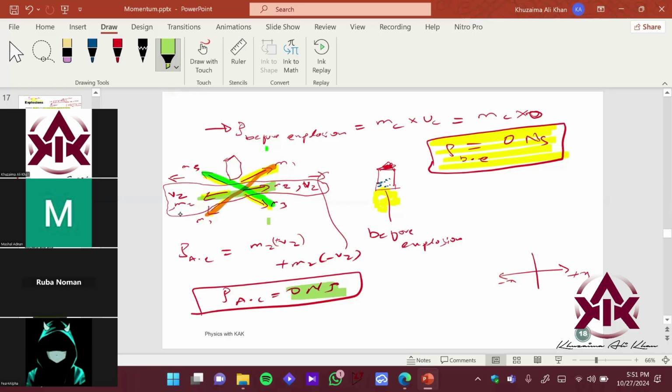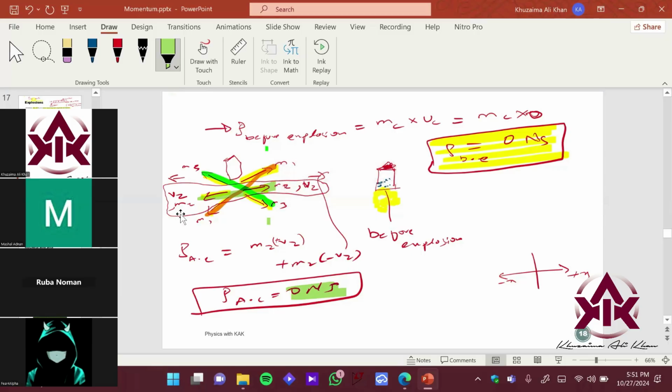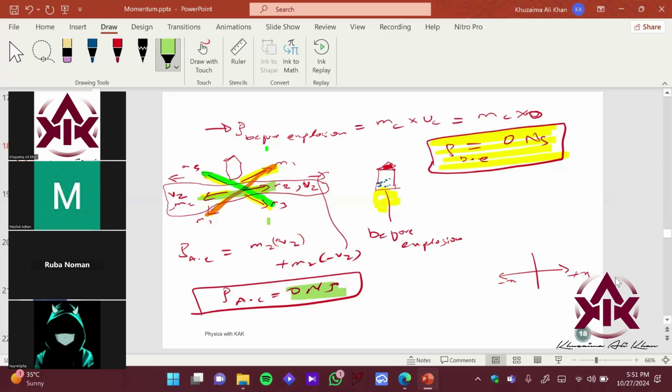So if this part makes sense, give me a raise of hand. This is just an application, right? Just an application of conservation of momentum in explosions. Does this part make sense? If yes, give me a thumbs up. Okay, it makes sense to Hamza. What about Mashal and Ruba?